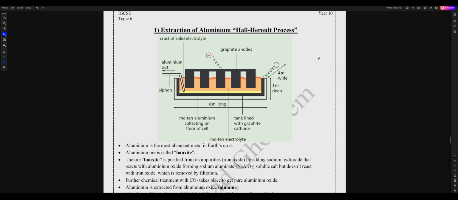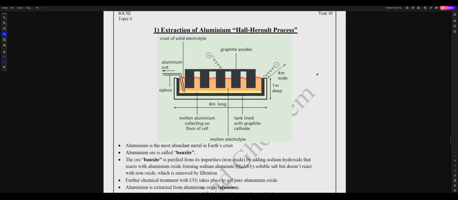We are going to continue exactly where we left off in the last video. We are going to continue with electrolysis. Today we're going to talk about the extraction of aluminum, which is a process that's also known as the Hall-Héroult process, which, if I recall correctly, was named after a German scientist.